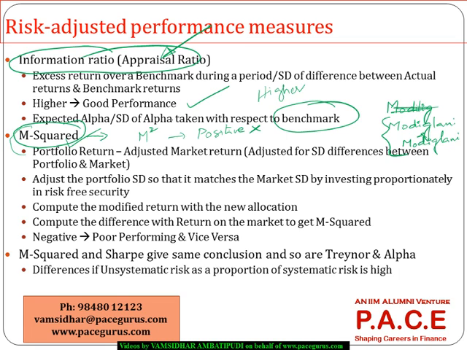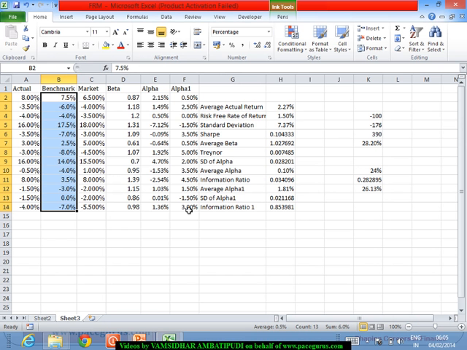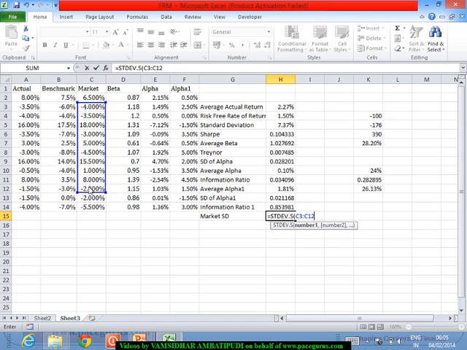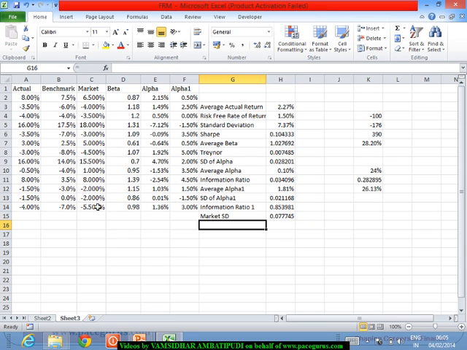A straightforward measure. You take the portfolio return. Basically, you adjust the portfolio standard deviation so that it matches the market standard deviation. What I mean by that is, in this data we have seen that the portfolio standard deviation is this much. Now if I take the market standard deviation, how much is it? I can find out the market standard deviation also, and this is the market standard deviation, around 7.7.